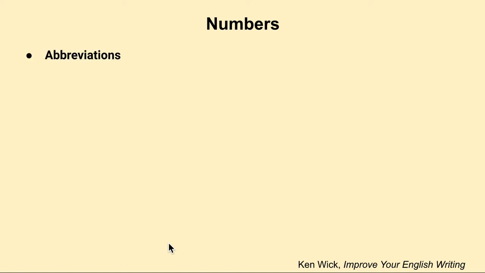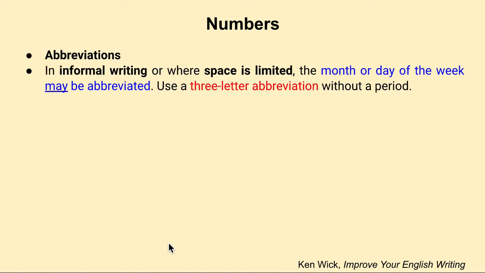And then something about abbreviations. In informal writing, or where space is limited, the day, the month, or the day of the week may be abbreviated. Use a 3-letter abbreviation without a period. So basically, once again, I said you're not supposed to abbreviate, but you may abbreviate in informal writing, or where we have space limited. It's like a table, a graph, a chart, things like that.